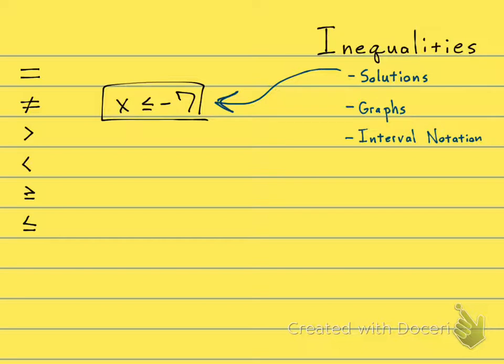Then let's look at it as a graph. Here's my number line. X is less than or equal to -7. I need to find my -7, wherever it might be on the graph. If that's -7, -6, -5, -4, -3, -2, -1, your 0 would be here. But we don't need all that. We only need the important numbers. We're going to shade everything less than or equal to -7. So which direction is less than? Less than goes to the left.